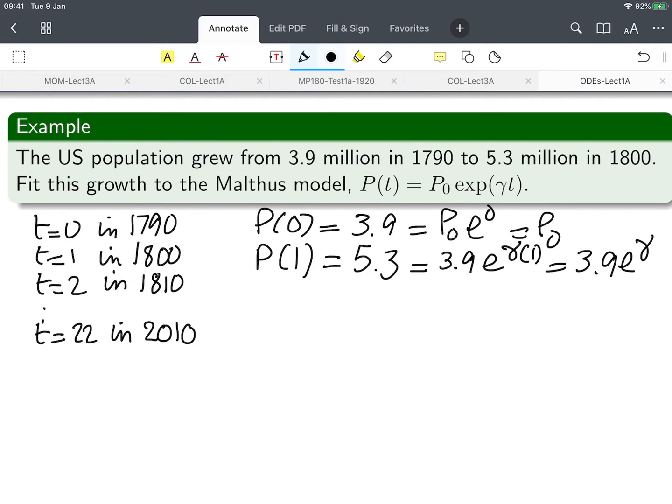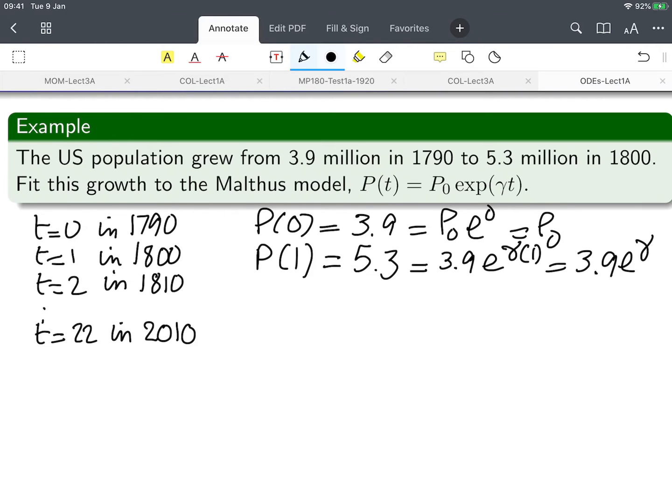So now we need an equation for gamma. So I'll let you solve it to find what gamma is. Did you bring your calculators? Oh, I didn't bring mine, so I'm relying on you. How much do you get? 0.306. 5.3 equals 3.9 times exponential gamma. How am I going to find gamma? Divide across, and then 0.30, 0.307. Anybody else get that?